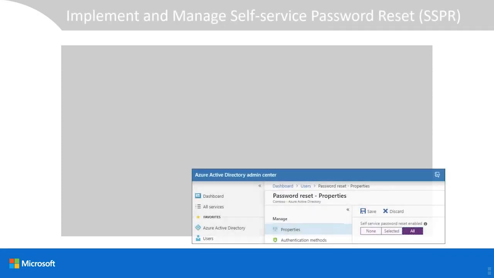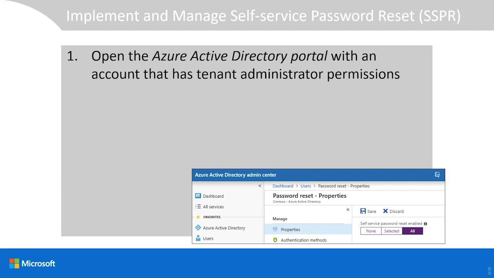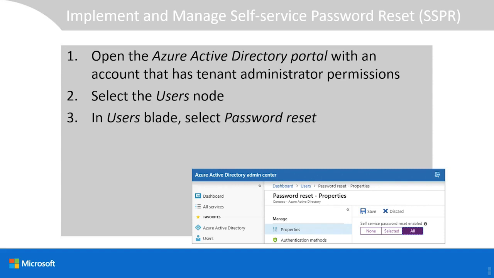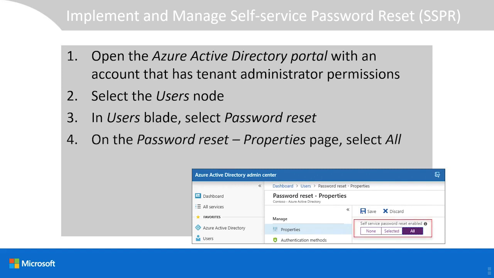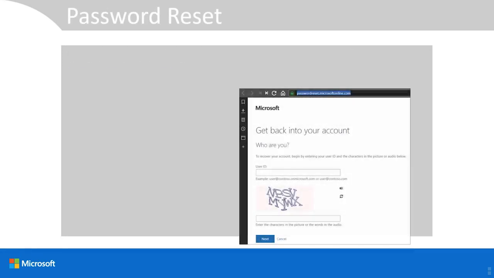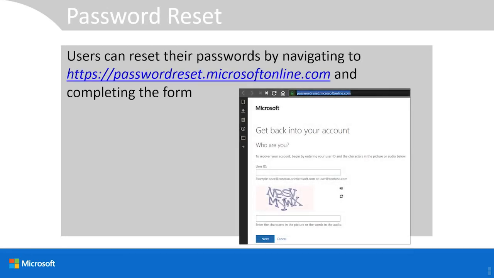If it's aligned with your organization's policies, you can cut down on calls to the help desk by enabling self-service password reset. This is done via the Azure Active Directory portal by navigating to the user's blade, selecting Password Reset, and switching the Self-Service Password Reset Enabled setting to All. The effect of enabling self-service password reset is that users are given the option of resetting their own passwords by going to https://passwordreset.microsoftonline.com and completing a basic form.